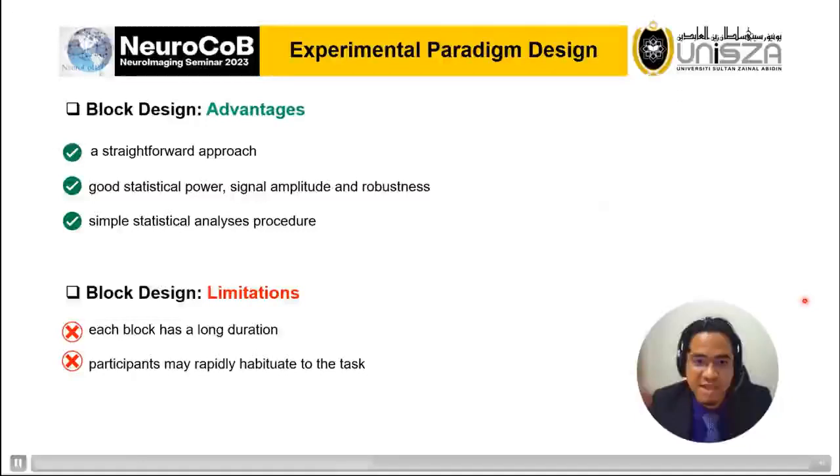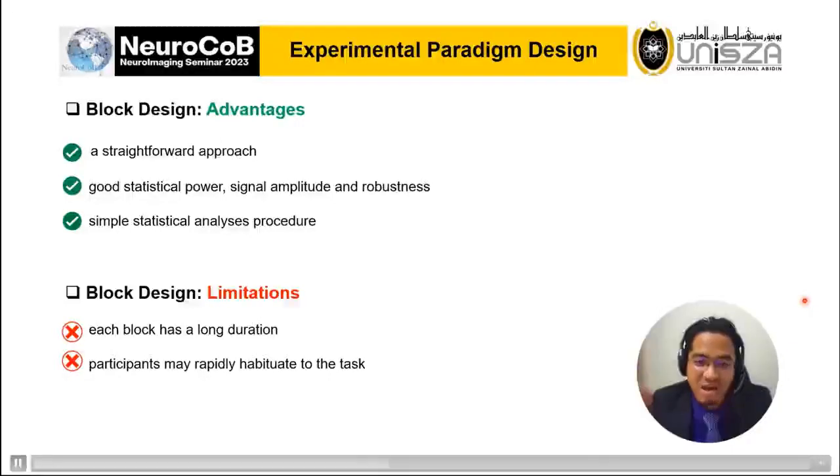Okay, the advantages of block design are that it is a straightforward approach because we give a task or stimulus to the participants and we immediately measure the evoked brain activity. This design is known to have good statistical power, signal amplitude and robustness. This means that the signal acquired reflects the neural mechanism underlying a task or given stimulus. Therefore, this design is highly recommended for researchers who are new to functional MRI.